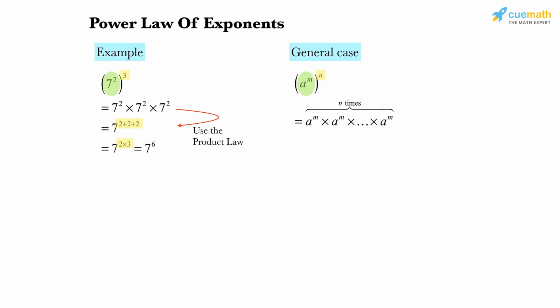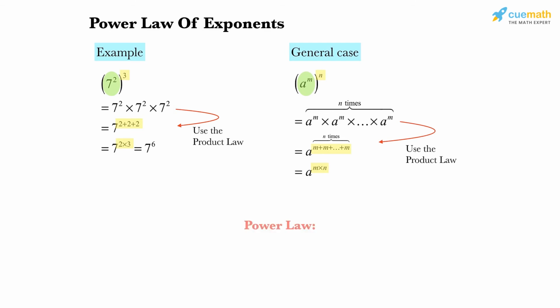Now this is a product of exponential terms in which the base is common. The base is a in each term. So once again, we can apply the product law and add the exponents to get m plus m continued, repeated n times in the exponent. Now the exponent that we have is m added n times, so we can write it as m into n and hence obtain the result as a to the power m into n. So once again, the original exponents m and n have multiplied in the final result.